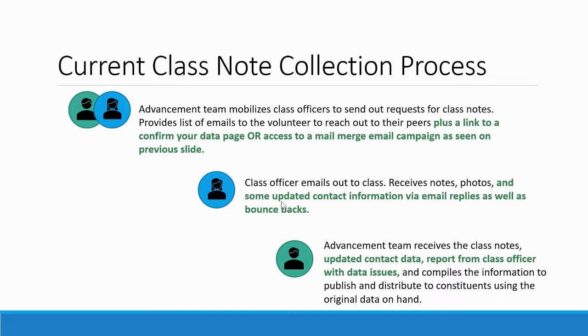They receive notes, photos, maybe some updated contact information that's directly from email rather than going through some site to update their data. And then you, as an advancement team, receive the class notes as well as updated contact data and a report from class officers with any sort of data issues they might be having. This allows you to communicate with your constituents and give them the class notes in whatever format you send, whether it's a journal or magazine or newsletter.